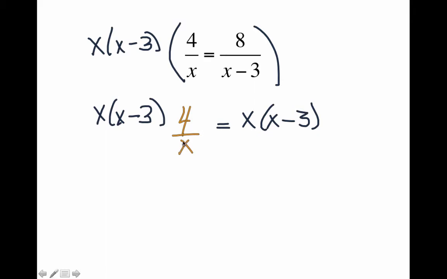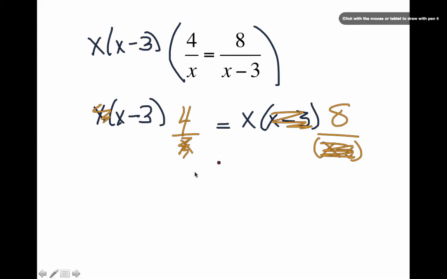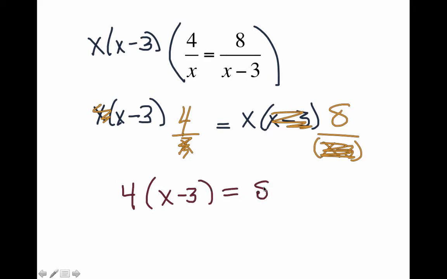On the left-hand side, we get those x's to cancel. On the right-hand side, we get the x minus 3's to cancel. I'm now left with this equation that says 4 times x minus 3 equals 8x. And again, because the lowest common denominator just happened to be the product of the two denominators, it looks like we cross multiplied. There is no such thing as cross multiplying. That's why I dislike it.